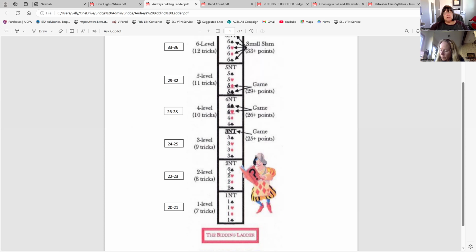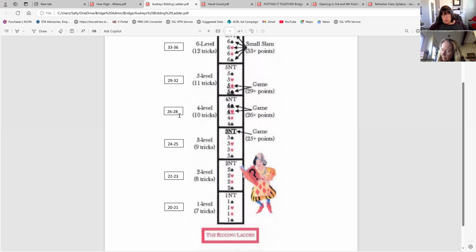22 or 23, you can probably make 2. 24 or 25, now you're up to the 3 level. And that's where we hit our first game level. 3 no trump. You get the bonus for making a 3 no trump game. That's a game. You get bonus points for doing that. So we're looking to see, can we go to that level?